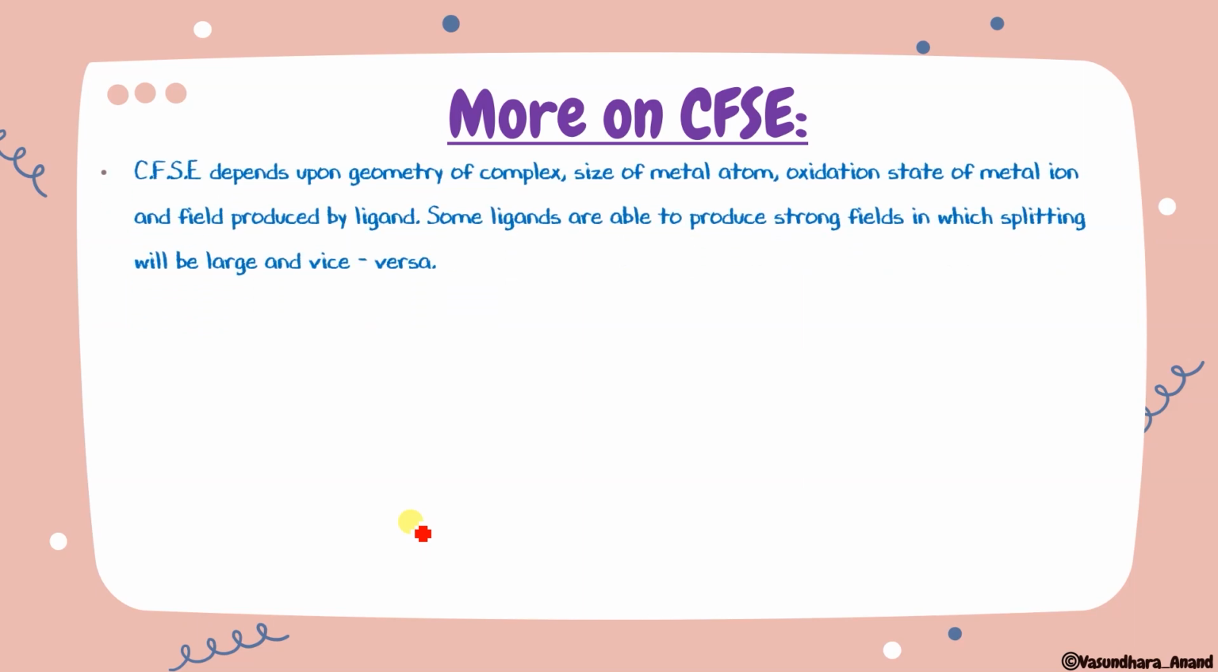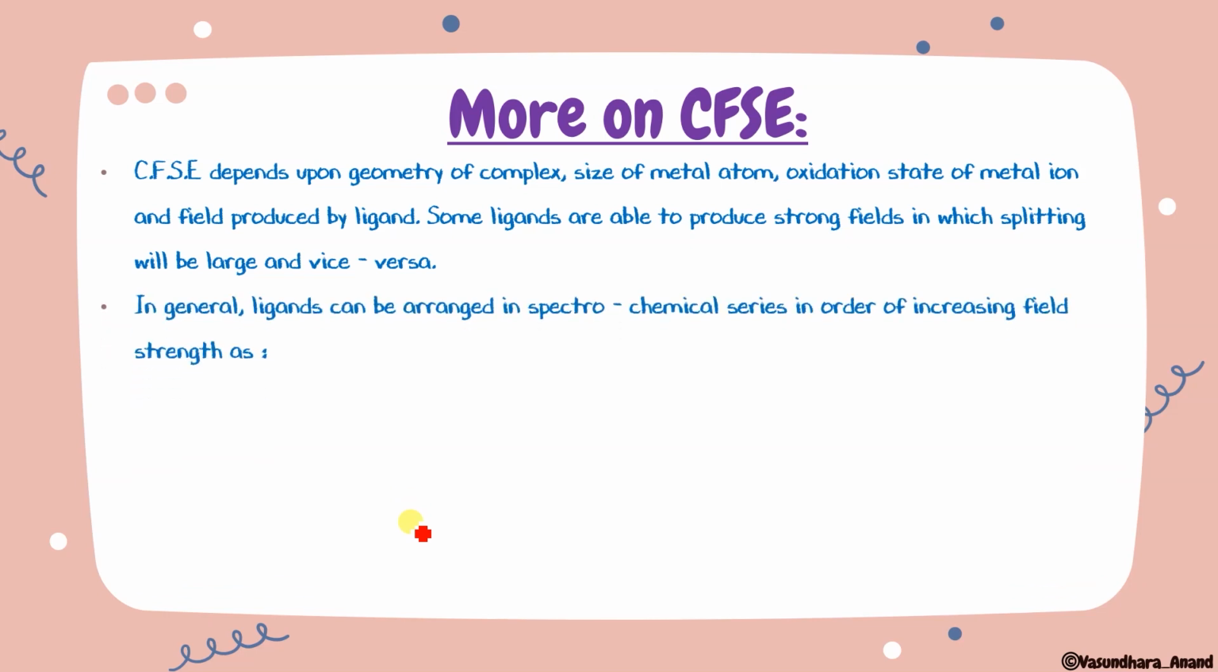Okay, now more on CFSE. CFSE depends upon the geometry of the complex, size of the metal atom, oxidation state of the metal ion, and the field produced by the ligands. That means it depends upon all these factors, metal and its oxidation state, as well as the field produced by the ligand, whether it is a strong ligand or weak ligand, that will all decide. Some ligands are able to produce a strong field in which splitting will be large, and vice versa. Like a strong field, splitting will be large; a weak field, splitting will be less.